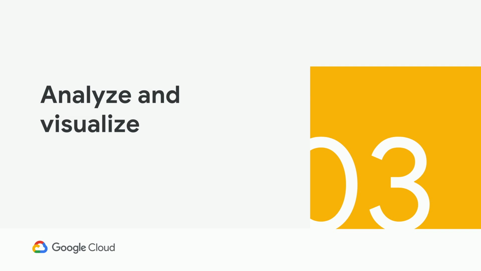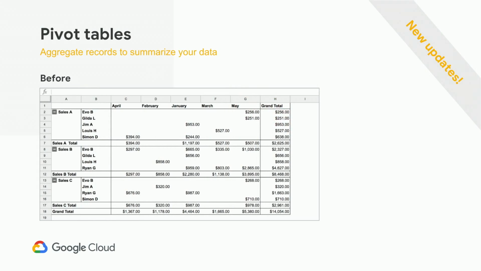All right. Moving on to analyze and visualize. So this is where the rubber meets the road. This is where we are going to discover all of those insights to get the most out of our data. So pivot tables are in Sheets. For those of you who aren't familiar, pivot tables are a way to summarize your data, to group and aggregate data in useful ways. Sheets have had pivot tables for a while, but we worked hard to make them even better for you this past year.